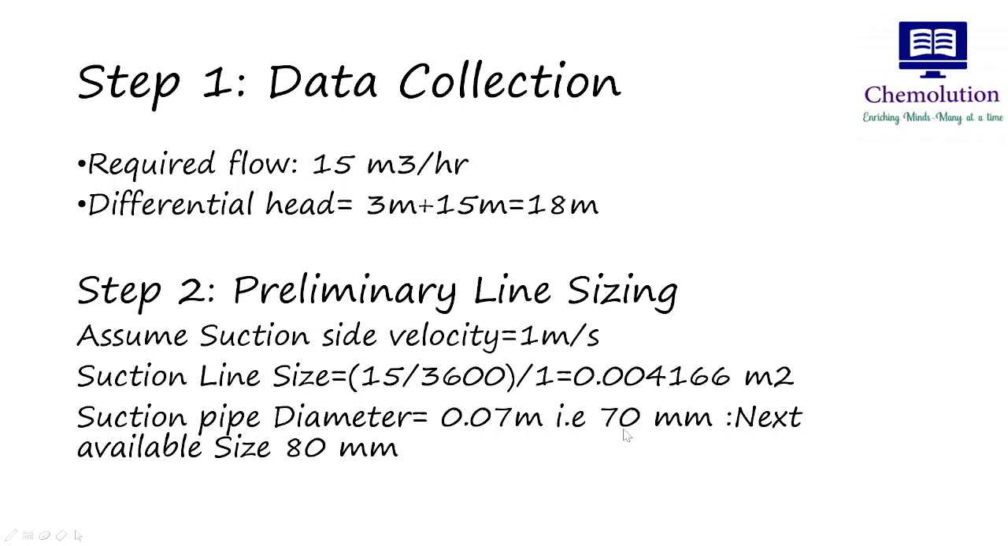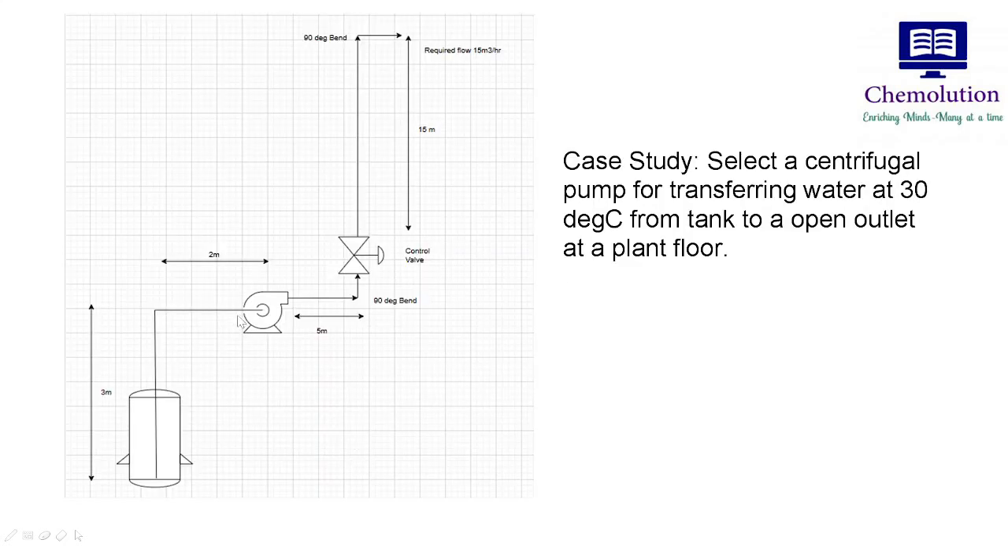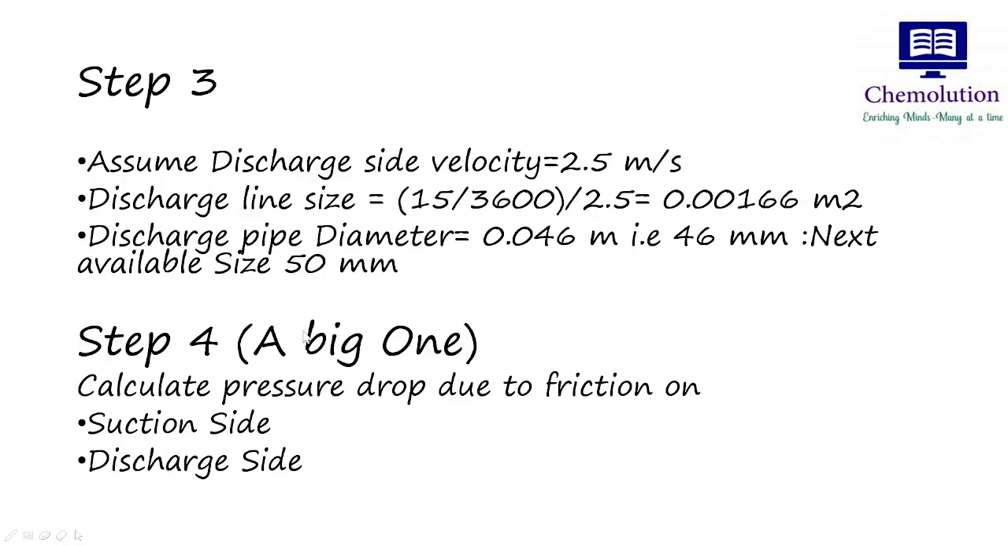Now the next commercially available pipe size is 80 mm. So we can install 80 mm piping in the suction of the pump. So this piping will be of 80 mm, right? Okay, let's go ahead. Then the next step is the same as what we did with the suction side, we will do with the discharge side.